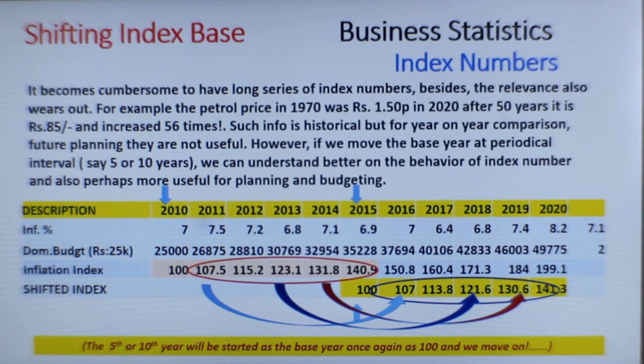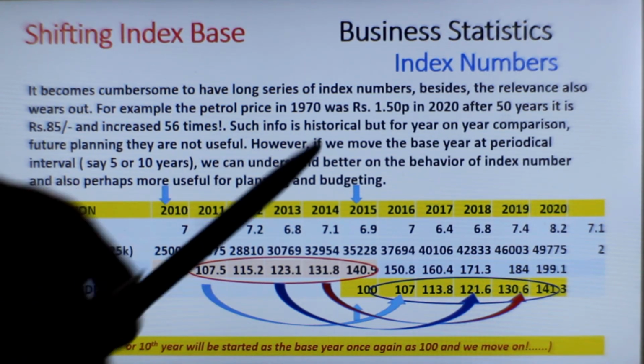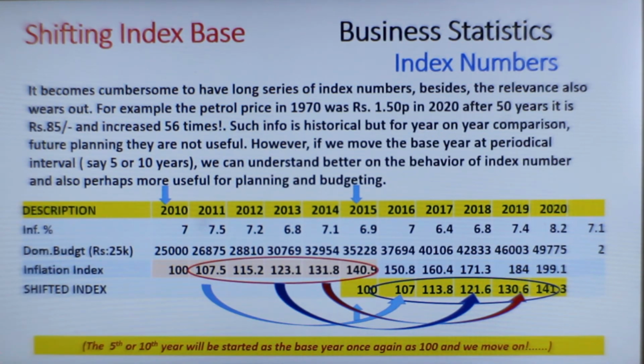So ideally, a 10-year period will be a good base for shifting the index, and you start after 10 years as 100 and then move on to the next 10 years, and perhaps you can compare how the indices or the variables behaved in the last 10-year period, and compare this with the current 10 years, how they have moved, and that will give you a lot of information to project for the future.